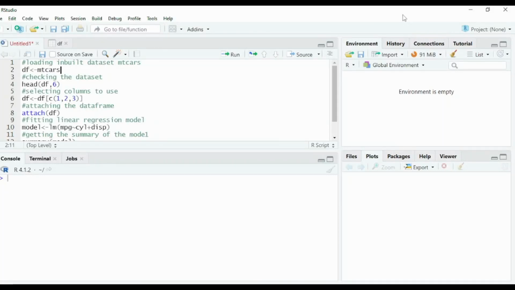Hello there guys, so I'm already in my R studio, and today I'll be showing you how to perform a linear regression and interpret the output in R.